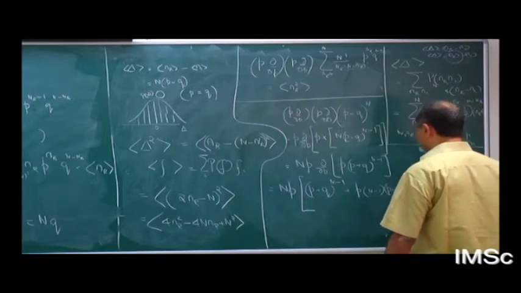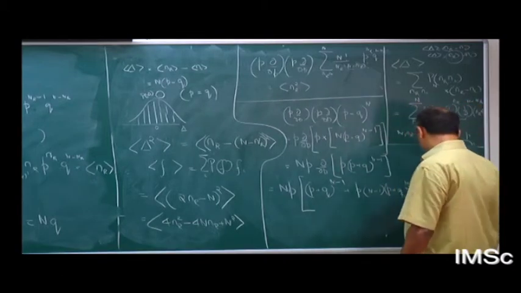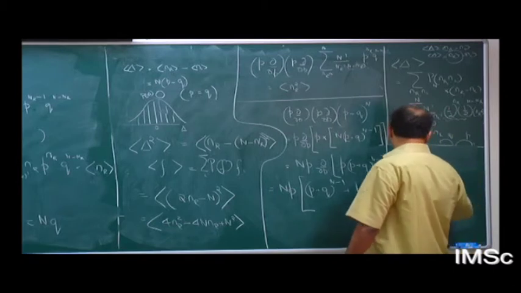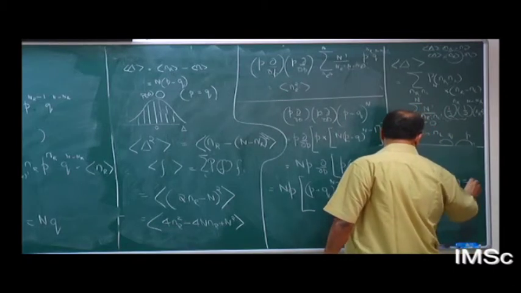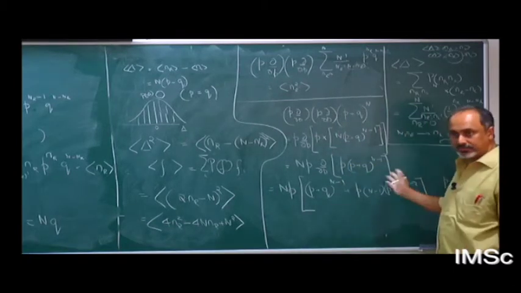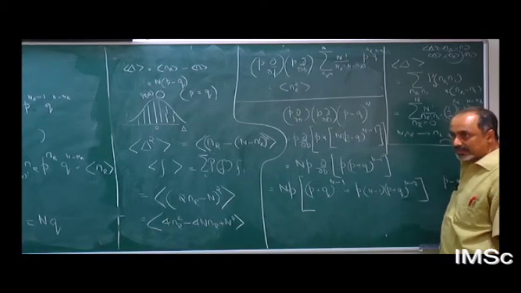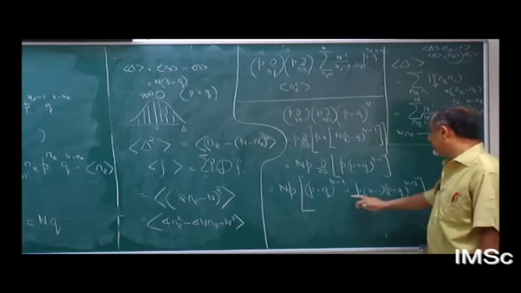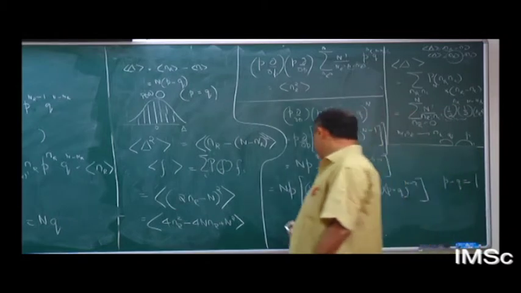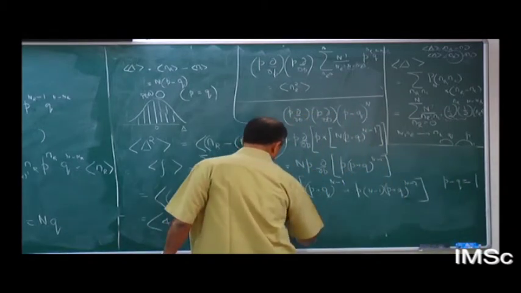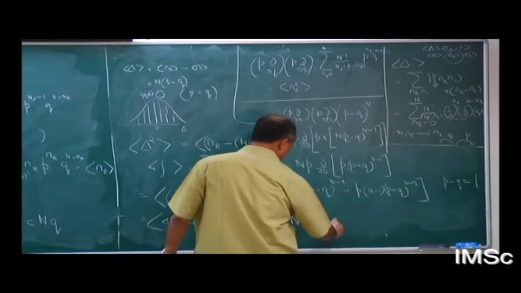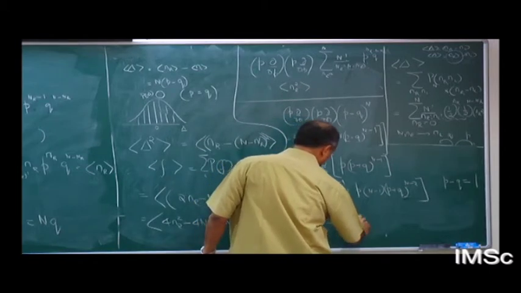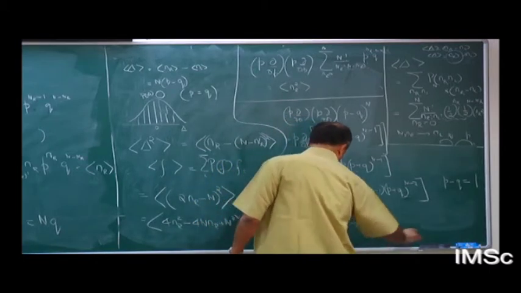So now let me just do the next step. Over right here I can put p plus q equal to 1 automatically, even if p and q are not equal to half, I will work with that. This becomes 1, this becomes 1. So this becomes n times p times (1 plus (n minus 1) times p).